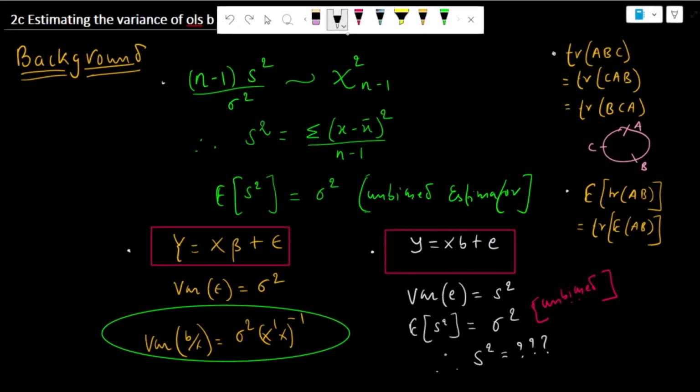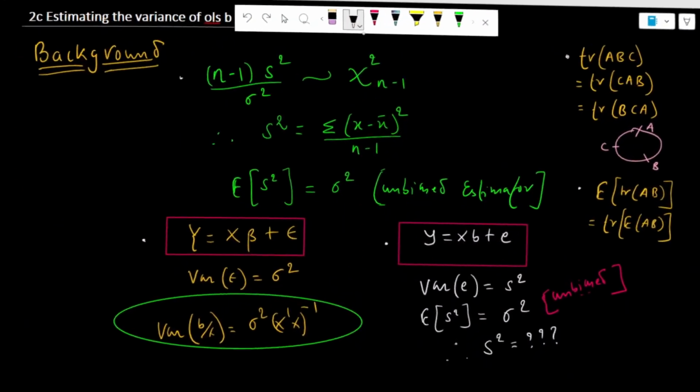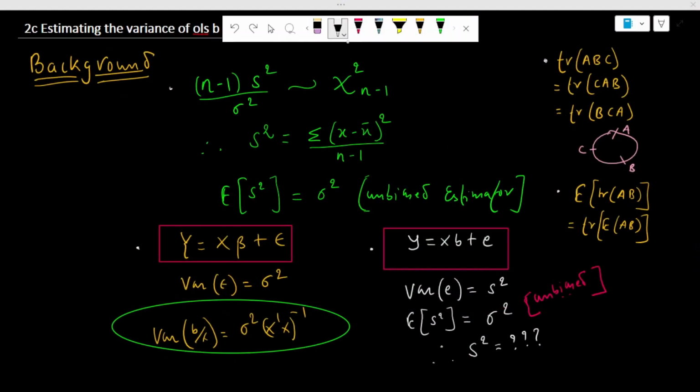In this video, we will discuss the process of estimating the variance of the OLS beta. We know that (n-1) times the ratio of the sample variance to the population variance has a chi-square distribution with n-1 degrees of freedom. So while calculating the sample variance, we divide by n-1 so that the expected value of the sample variance equals the population variance, and this gives us an unbiased estimator of the population variance.